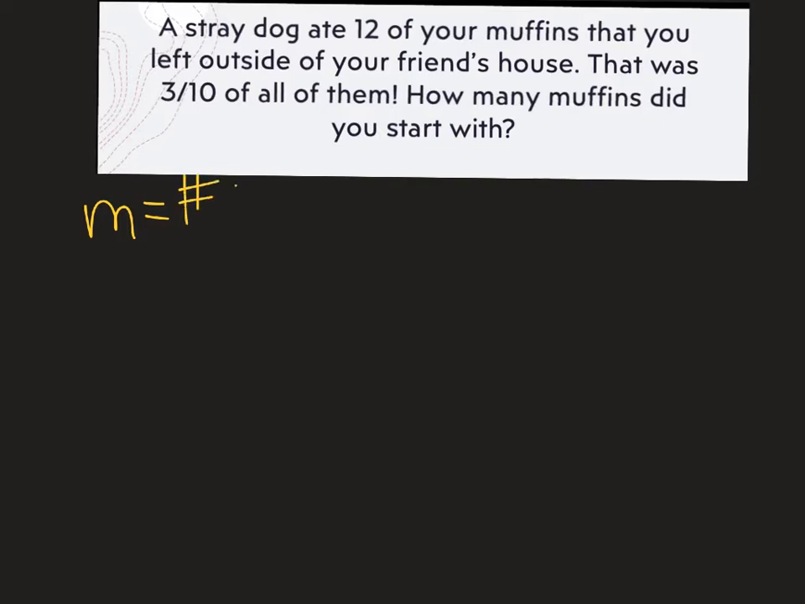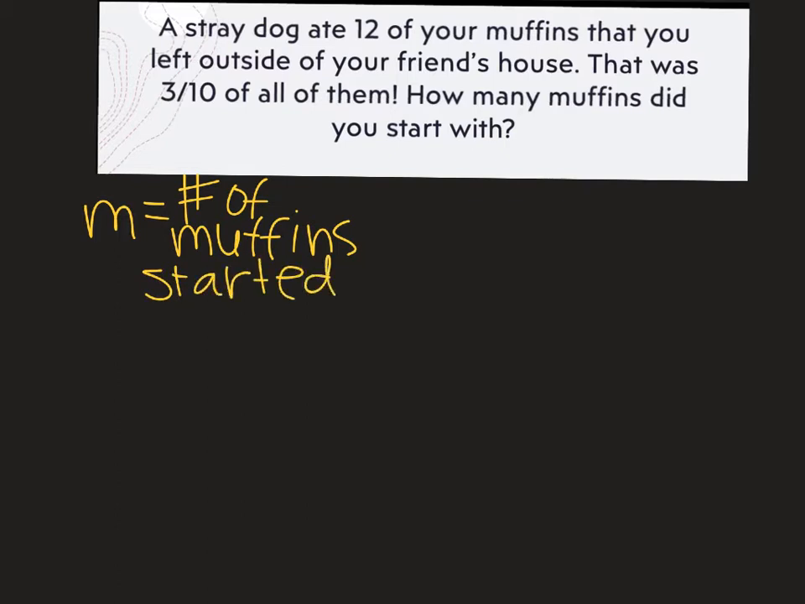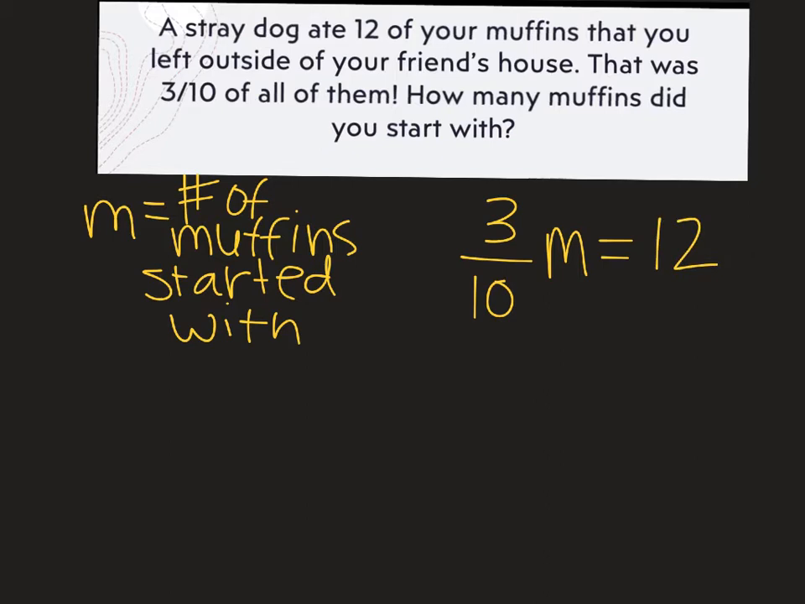So m can stand for number of muffins started with. So remember, when you're writing equations from word problems, you can never have the variable by itself because you can't solve for it then. So the equation here would be 3/10 times my amount that I started with, which is my variable m. So 3/10 m, a number next to a variable. Remember, there's that invisible multiplication happening in between. And then I'll put my equal sign and I'll put 12. So 3/10 of the number of muffins I started with is 12 muffins.